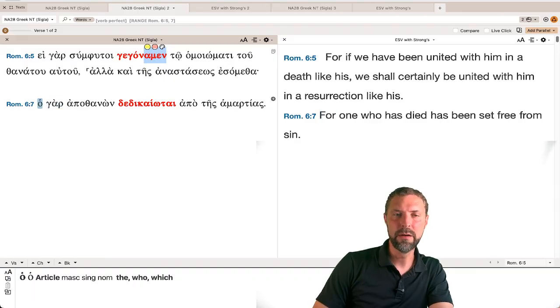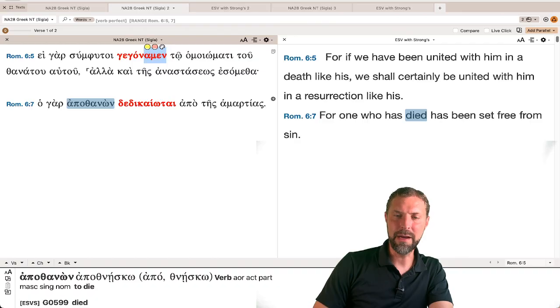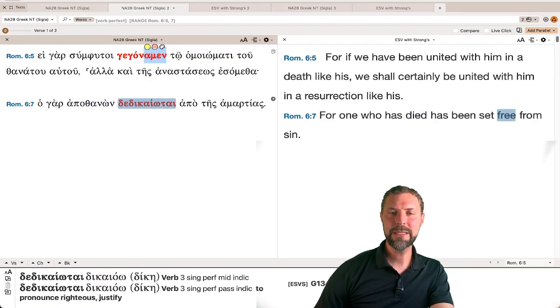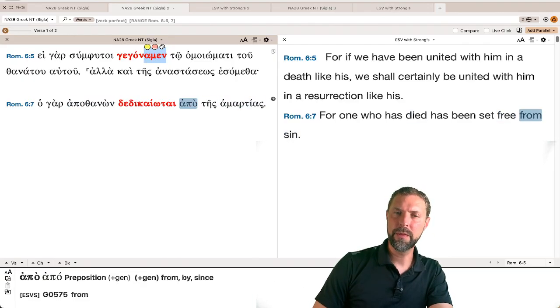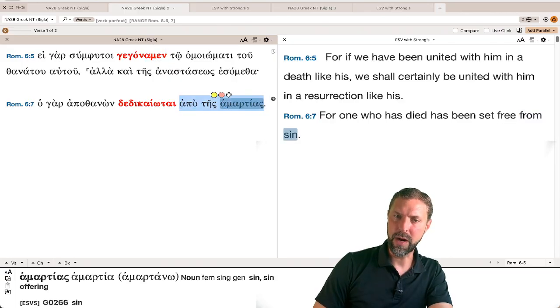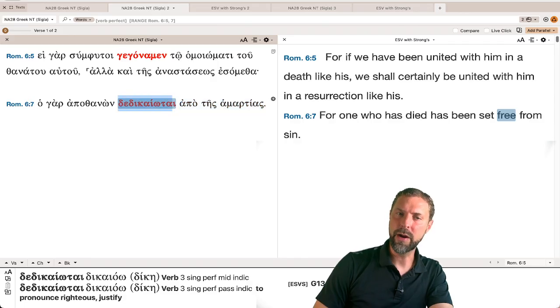Two verses later: For one who has died, and this is a form you haven't learned yet, it's a participle, but the one having died has been justified, or, the ESV has rendered, set free from sin. We could actually recover, though, the sense of justified, declared righteous from sin. The guilt that I carry righteously and justly, I'm declared righteous from that.